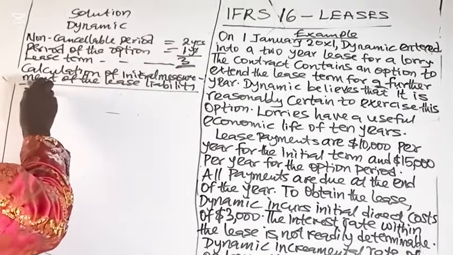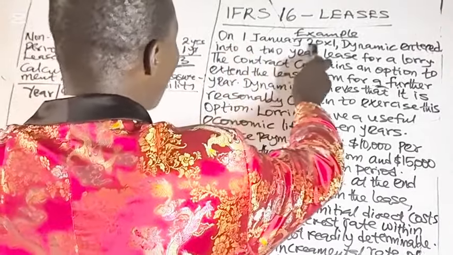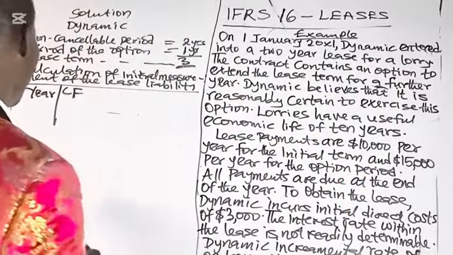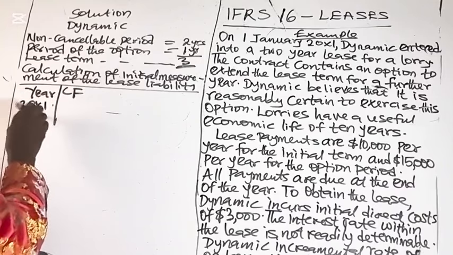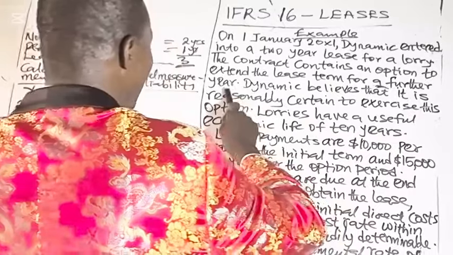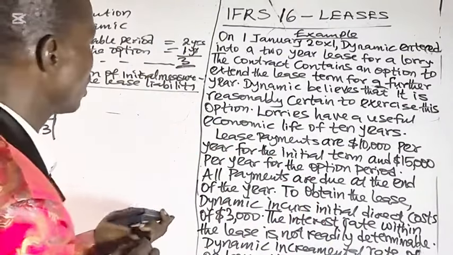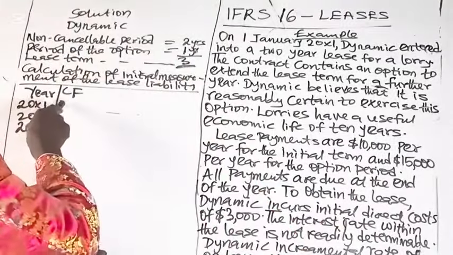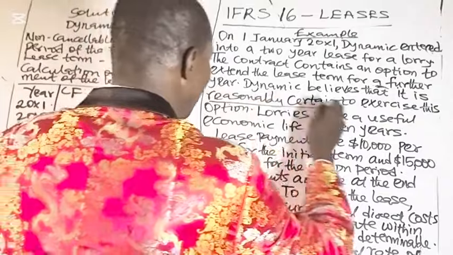So here we have the cash flows. On 1st of January 2021, Dynamic entered into a 2-year lease for a lorry. So the 2-year lease is year 1, 20x1, and 20x2, that is the 2 years. The contract contains an option to extend the lease term for a further year, so we also have the option period, which is a year, 20x3. Dynamic believes that it is reasonably certain to exercise this option, so we have the period of the option as part of the lease term because it is certain that the option will be exercised.